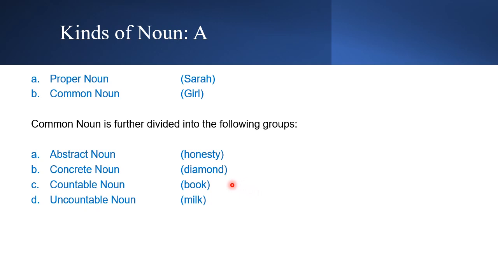For example, these are books. You cannot say these are a books, because a means one.